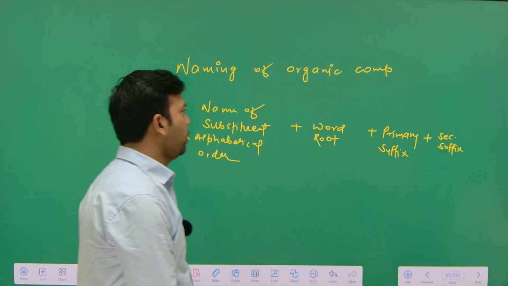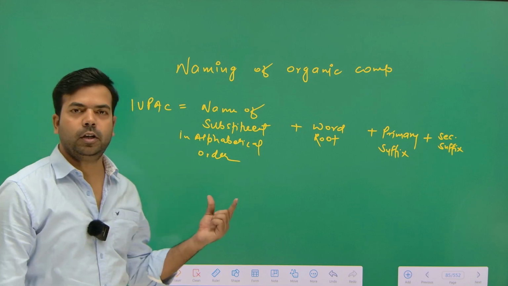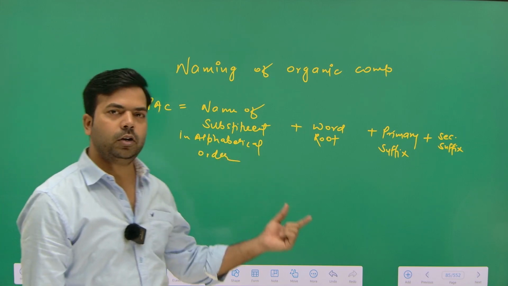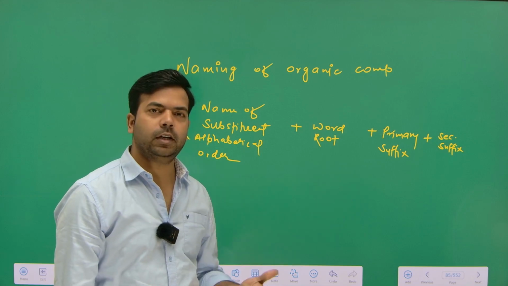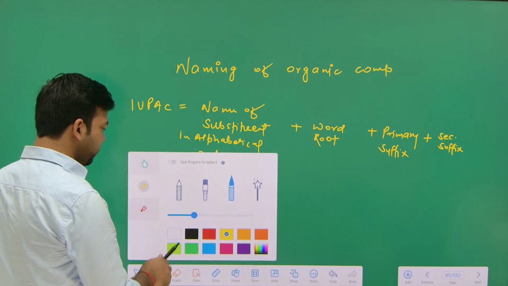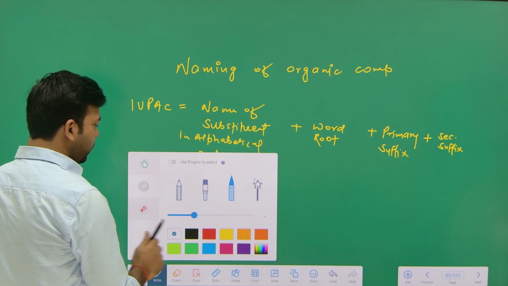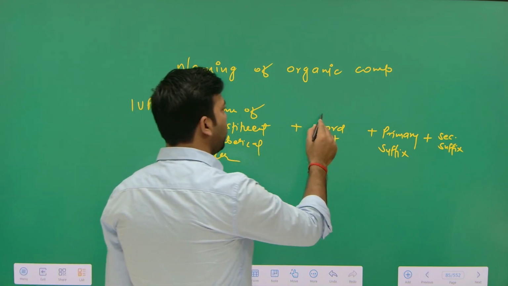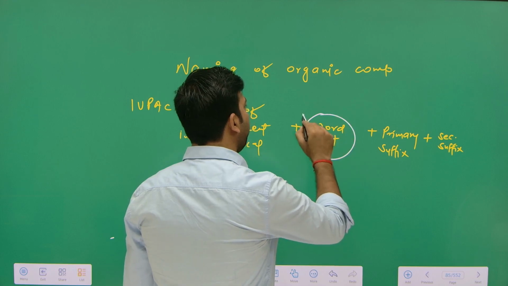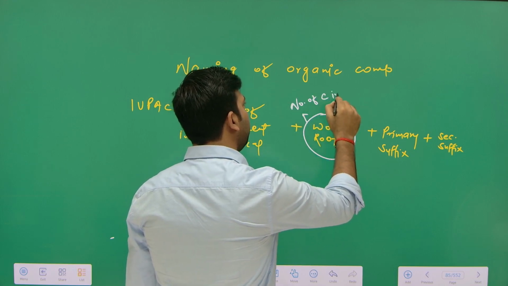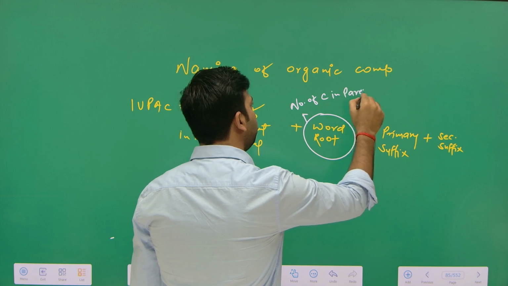Clear? So first we have to write down the name of the substituent or branch in alphabetical order, then word root, then primary suffix, and then secondary suffix. So let me explain what the word root is. Word root is the number of carbon in the parent chain.